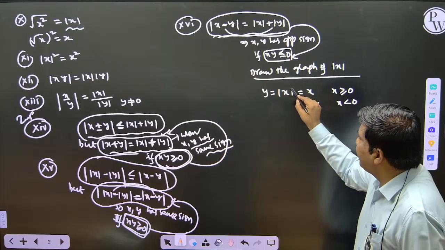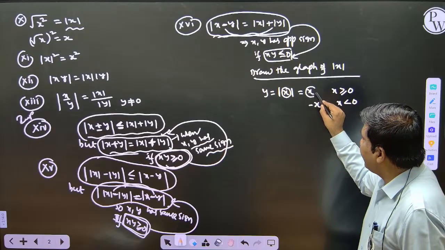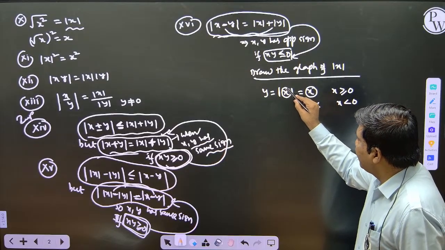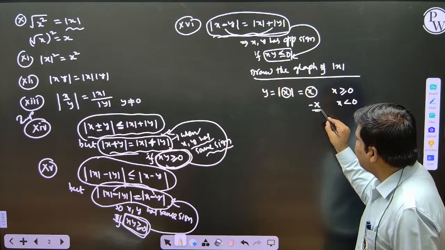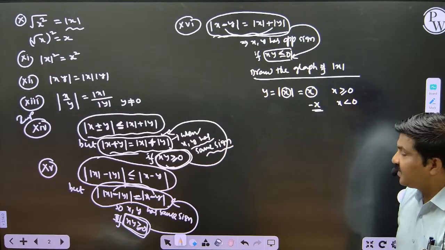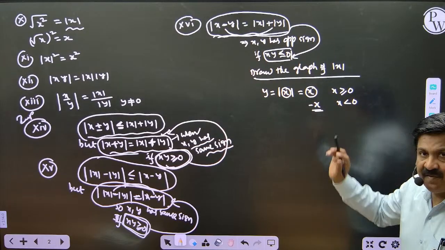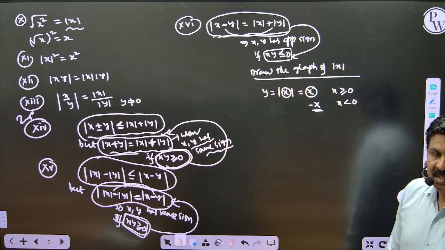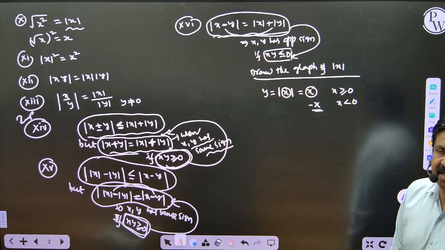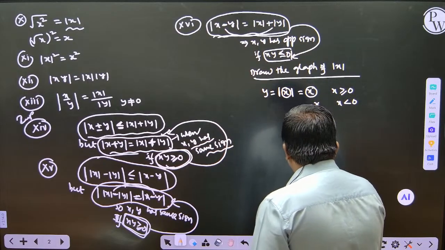So what does it mean here? If inside the modulus is positive, you write it as it is. If inside the modulus is negative, you write minus of x on it. Inside the modulus positive, you write as it is. Inside the modulus negative, you write minus of what is inside the modulus. Positive sign you write as it is. Negative sign, you just multiply with the minus sign if inside is negative. So now we can draw this graph in this way.